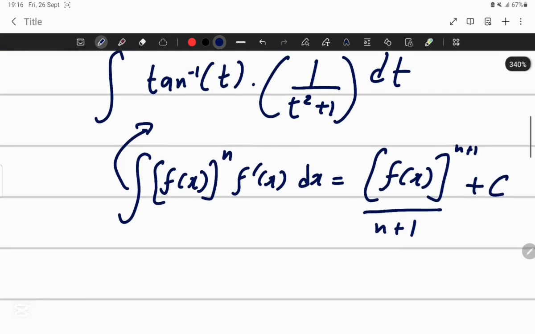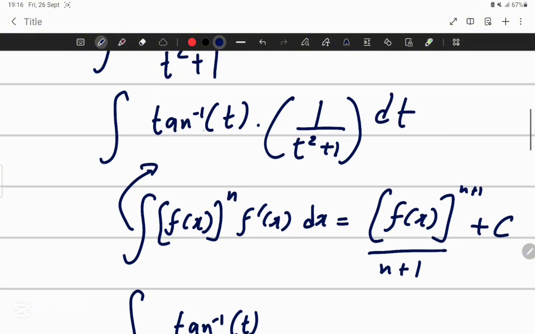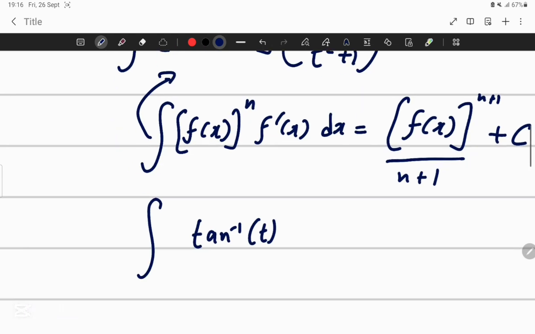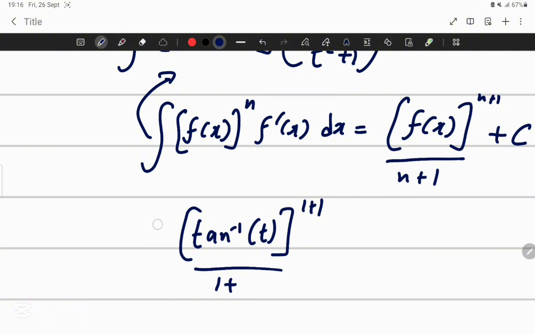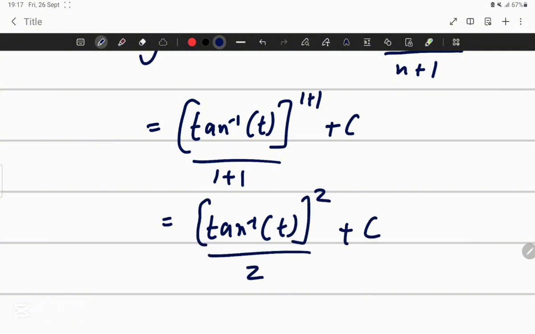So by this theorem I can write this tan inverse t, here f(x) is tan inverse t, n is 1, right, to the power 1. So I am going to write this as 1 plus 1 over 1 plus 1. The answer is this plus c. This is tan inverse t to the power 2 over 2 plus c.